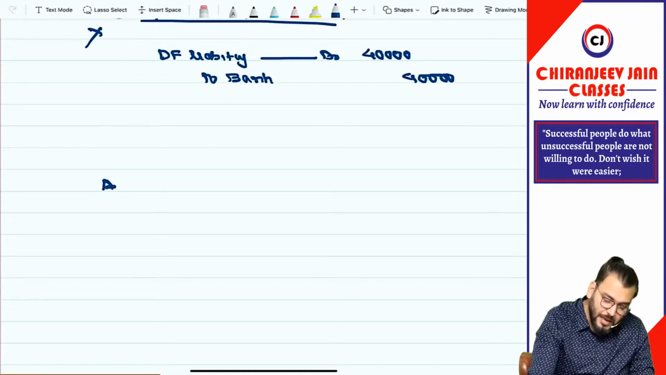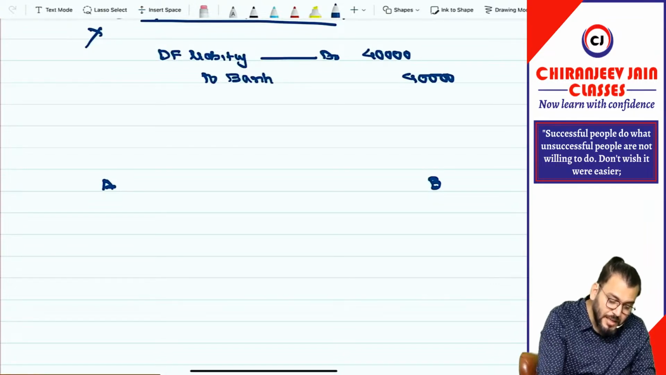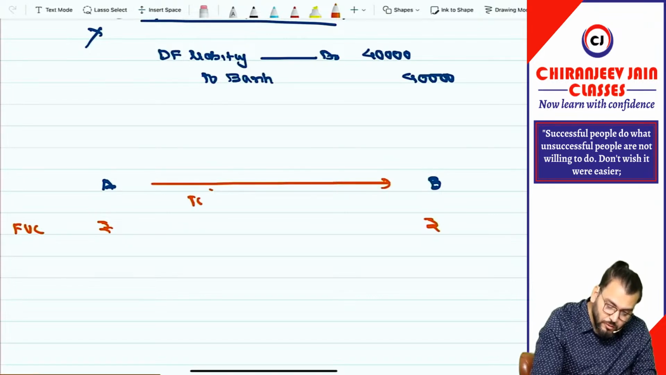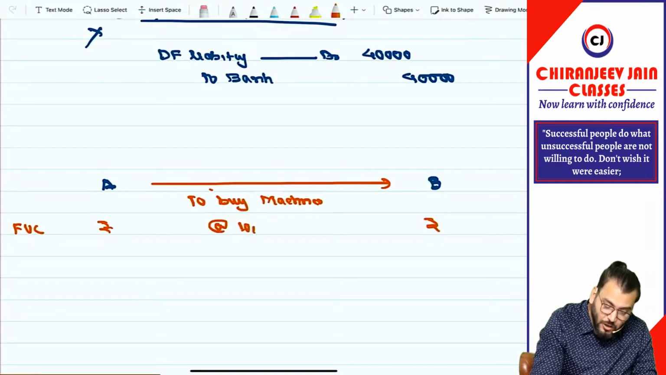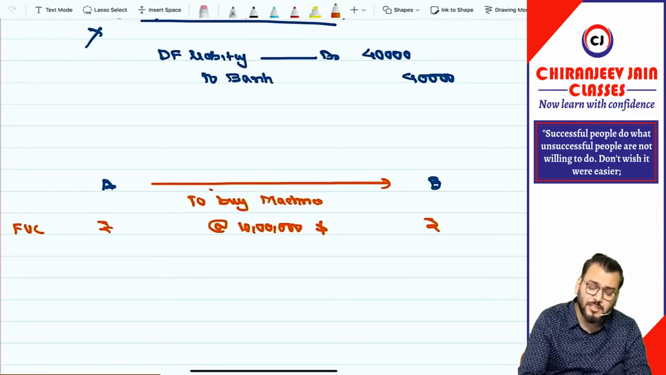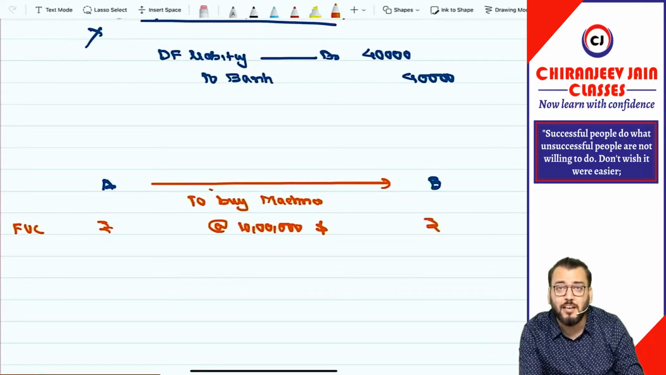There is one Company A and Company B. Their functional currency is rupees. But they have done one contract to buy a machinery at 10 lakh dollar. Now the question is, if both companies' functional currency is rupees, why are they entering a transaction in dollar? It means there is something embedded in this contract.